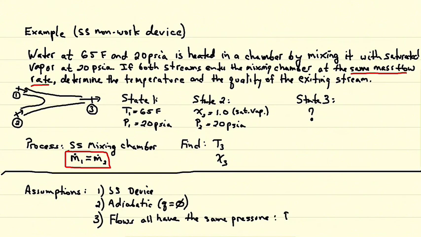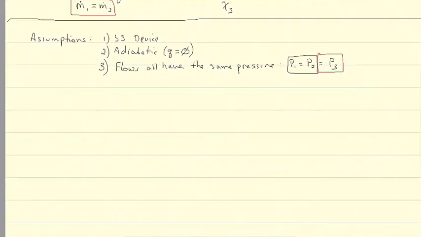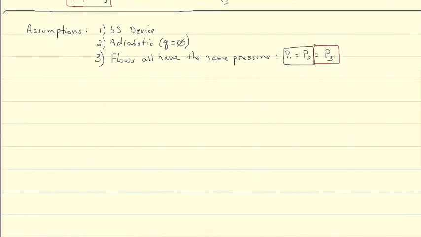Which is to say P1 is equal to P2, which is also equal to P3, right? So where the assumption is coming in is right here, since we were told explicitly that P1 is equal to P2 from the problem statement. Okay, very good. So now that we have our assumptions out of the way, we can go ahead and proceed to do our analysis, right?